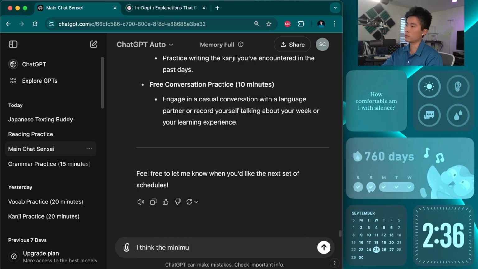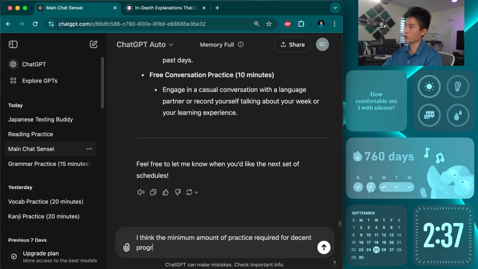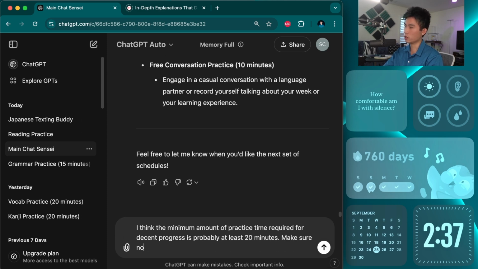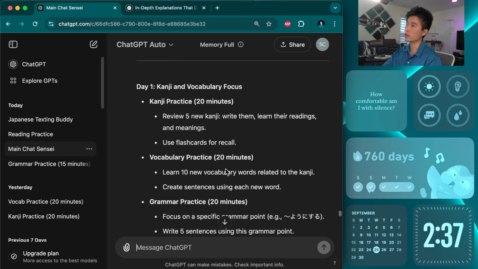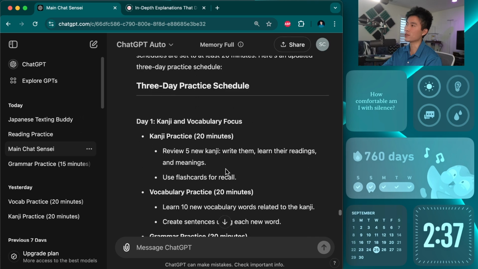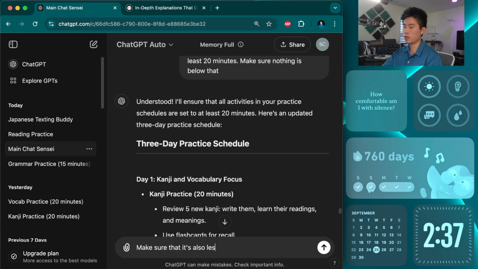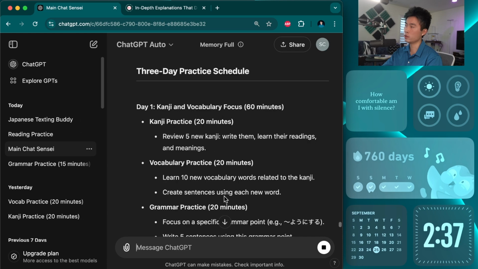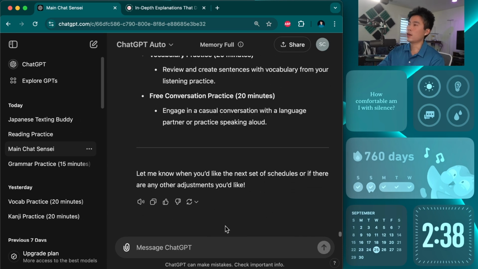I think the minimum amount of practice required for decent practice time is probably 20 minutes, at least 20 minutes. Make sure nothing is below that. Now it's including like 4, so that would be like an hour and 20 minutes. So make sure that it's also 1 hour or less. There we go. That's better. We'll just ask it, and we kind of know what we did in the previous day, so it should be fine. But for now, what is today's schedule?